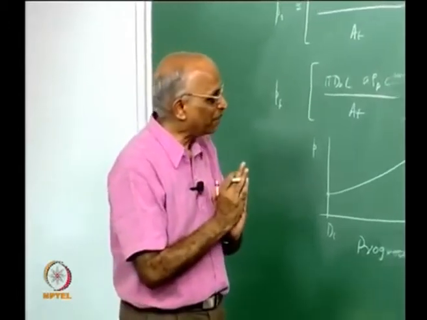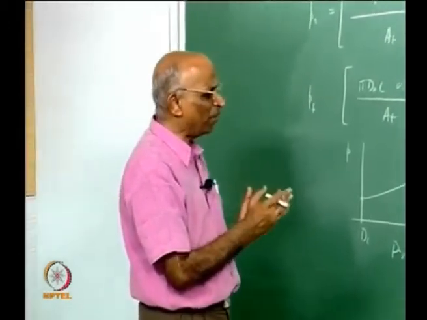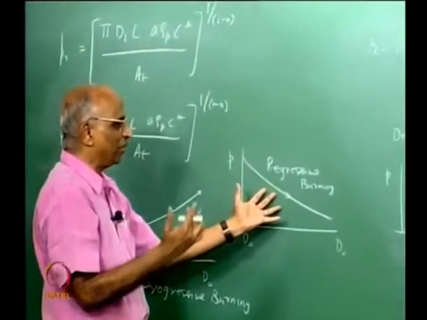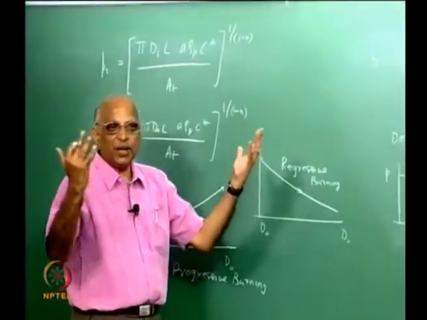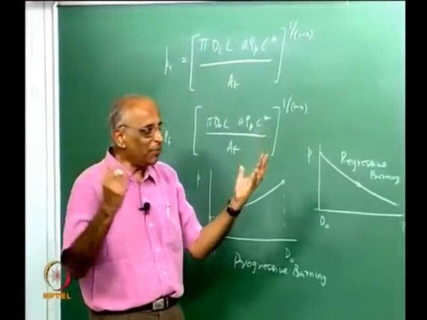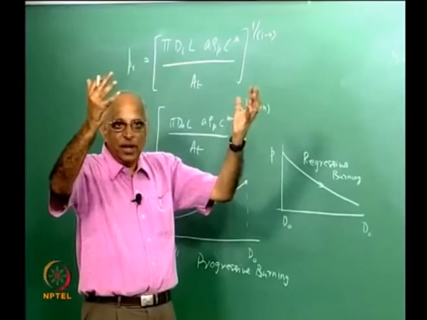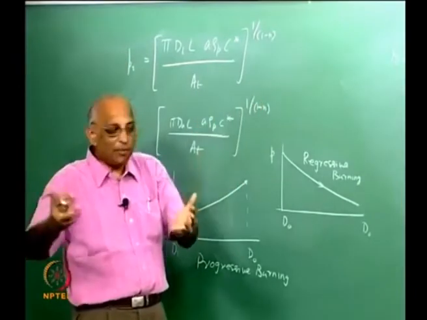If this is clear, the question is, what type of burning do you require? I cannot say I am making a rocket which is regressive; it is going to fly. The mission will demand something, and what will the mission demand? When the rocket takes off, the thrust must be high, and as it goes up the thrust can come down.